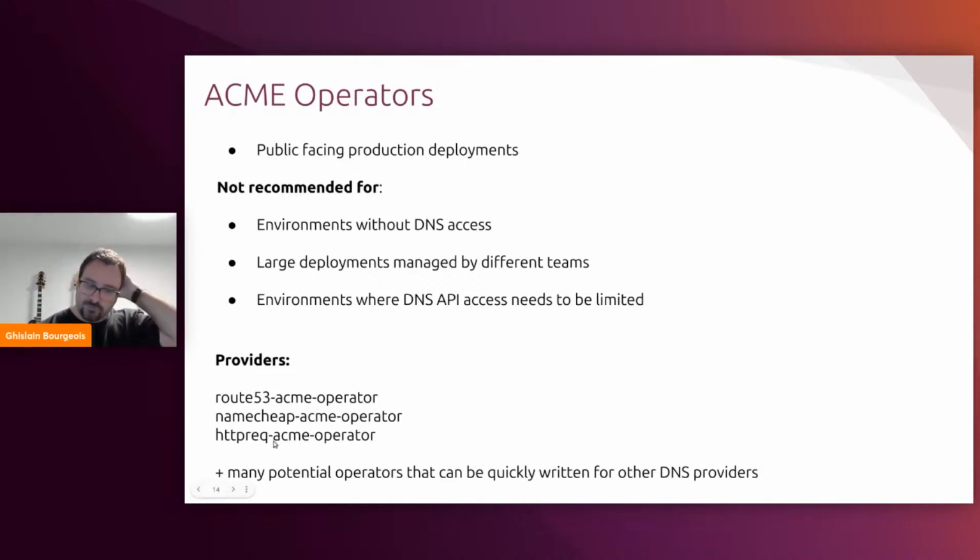There are many providers for that. We have the Route 53 ACME operator already on CharmHub. There's the Namecheap ACME operator also on CharmHub, and HTTP Req is a special one where it lets you provide an HTTP endpoint that will do its own thing in the background to update your internal DNS, for example. It's also easy to write other operators with the plugins from the Lego command that we mentioned earlier. The upstream project supports over 100 different plugins, so we've made it easy to create additional providers.